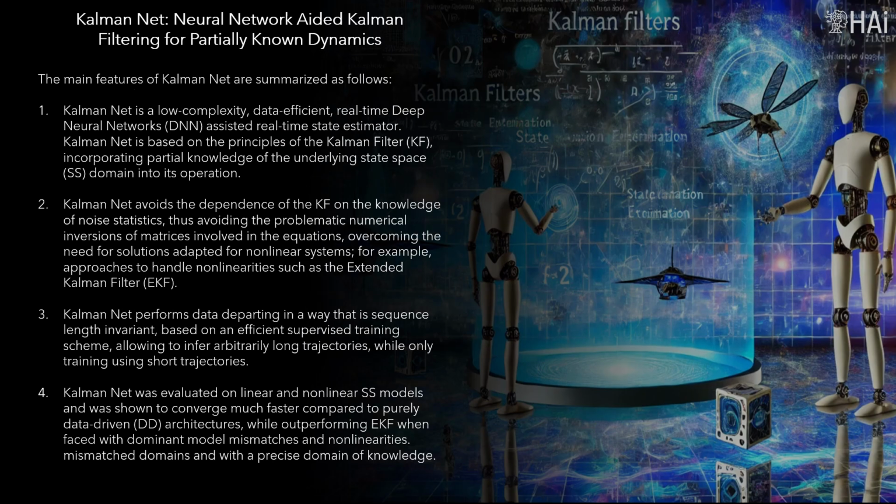The main features of KalmanNet are summarized as follows. KalmanNet is a low-complexity, data-efficient, real-time deep neural network (DNN) assisted state estimator. KalmanNet is based on the principles of the Kalman Filter (KF), incorporating partial knowledge of the underlying state space (SS) domain into its operation.